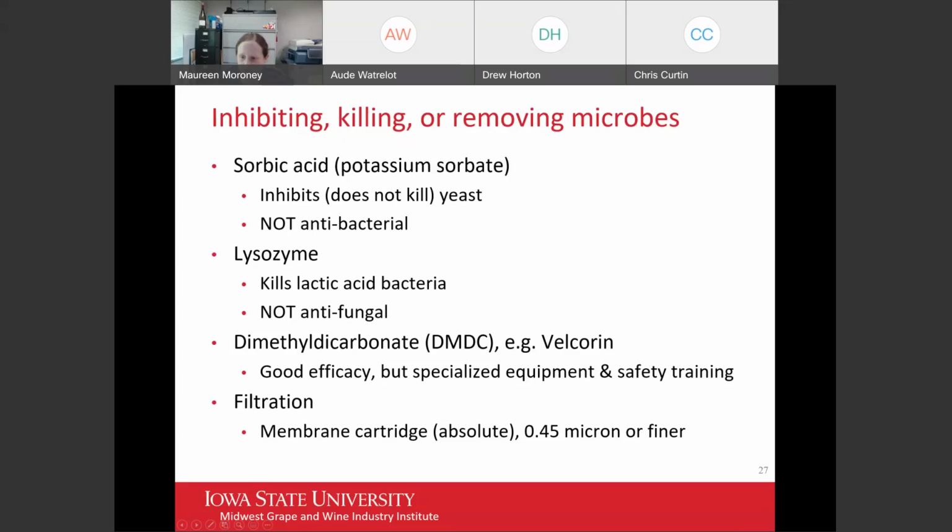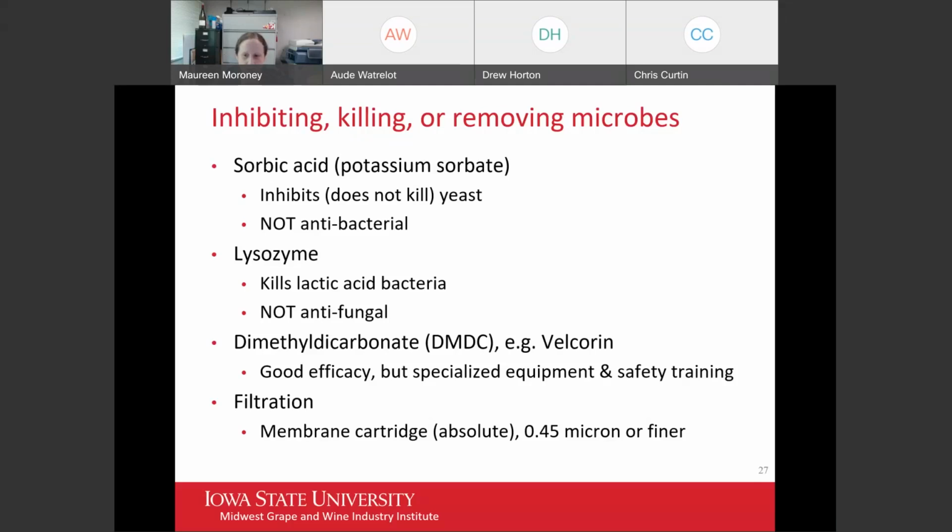So to talk about some of the more commonly used strategies, sorbic acid is commonly used as an inhibitory compound against yeast re-fermentation in sweet wines, but it can actually be metabolized by lactic acid bacteria and produce geranium taint. So not a silver bullet. Similarly, lysozyme, not a silver bullet. It can be used to kill unwanted lactic acid bacteria, including ML bacteria, but it does not work on yeast.